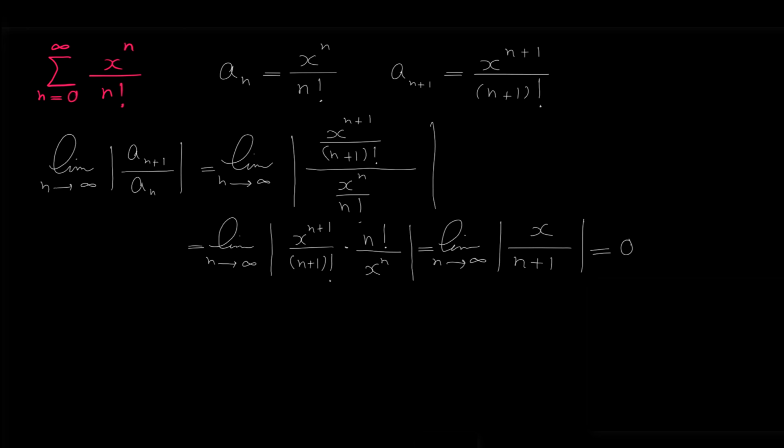Because this limit is 0 and 0 is less than 1, from the ratio test we can conclude that this given power series is convergent for all values of x, which means that the interval of convergence for this power series is from negative infinity to positive infinity. And in this case, we say the radius of convergence of the power series is infinity.